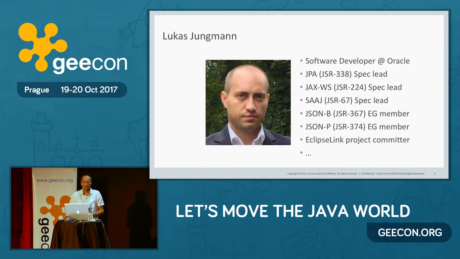Who am I? I am Lukas Jungmann. I work at Oracle as a software developer. I'm responsible mainly for JPA, JAX-RS, and Servlet JSRs, where I'm spec lead. I'm also participating in other JSRs, such as JSON-P, JSON-B, and also JAXB. And apart from that, I also work on some projects. The biggest one there is the Eclipse Link project. Among others, I contributed also to Metro, GlassFish, and other EE-related technologies.